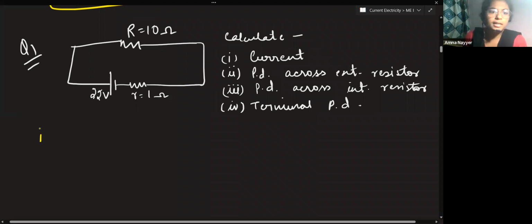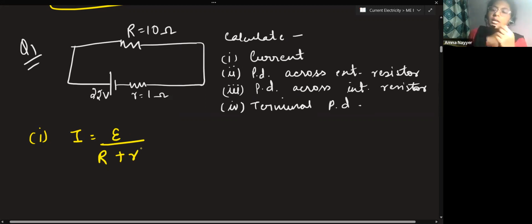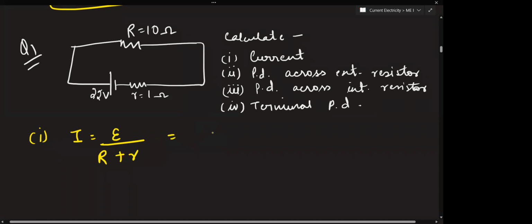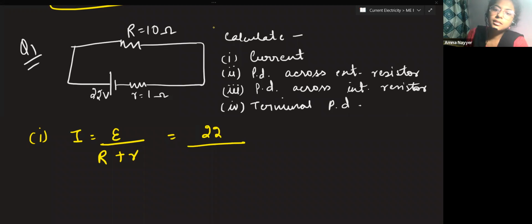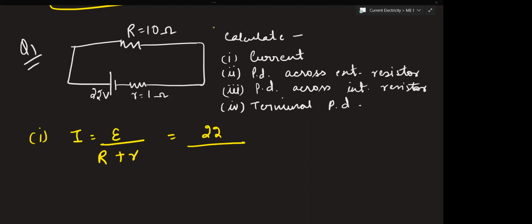See, the current formula that we have studied is EMF divided by external resistor plus internal resistor. So, Razan, can you tell me what's the EMF of the cell? 22. Perfect. External resistor is... that's the answer for the second part, or Razan, what you have texted right now? I just typed something.